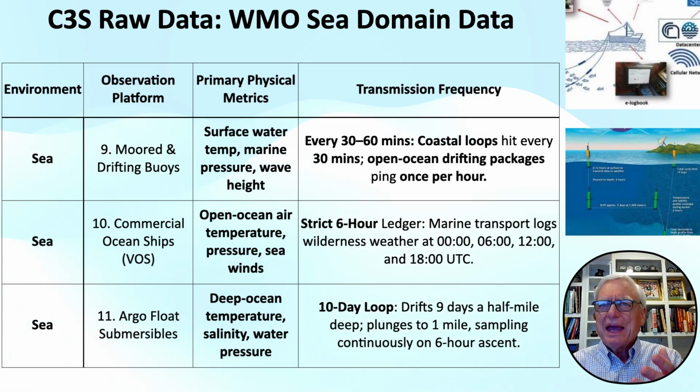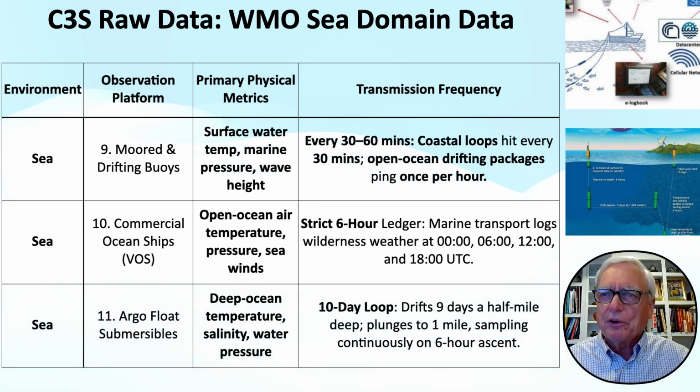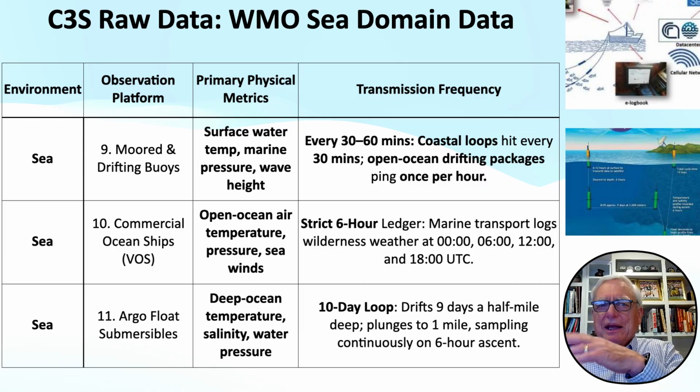And then the final area we have is the sea domain. And again, here you have some buoys that float in the ocean that are permanently moored, and other ones that drift on the surface of the ocean. And then you have the Argo floats, which go down about a mile deep, and they float for 9 days. Then as they ascend to the surface over 6 hours, they track all kinds of information. Then when they get to the surface, they transmit it. And so again, you have a variety of information coming in from around the globe.